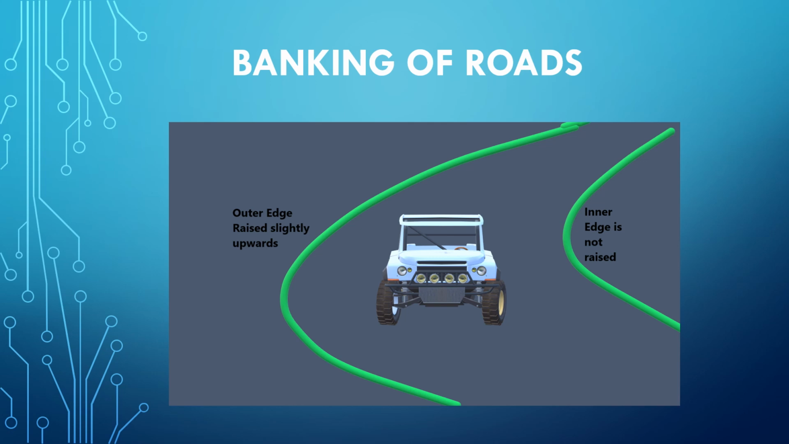So the banking of a road means that the outer edge of the road is elevated a bit as compared to the inner edge of the road. Suppose you're moving in a circular path. For example, you don't have a banked road and you're moving in a circular path on a flat surface. You know that for circular motion, the force required is centripetal force, and this force is provided by the friction produced by the tires of the vehicle.